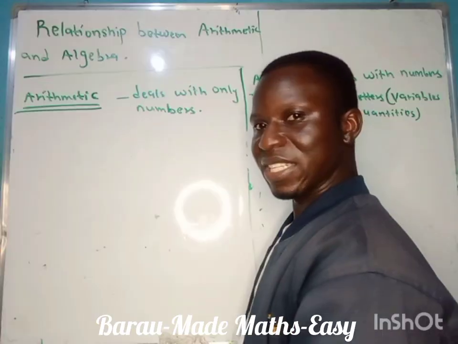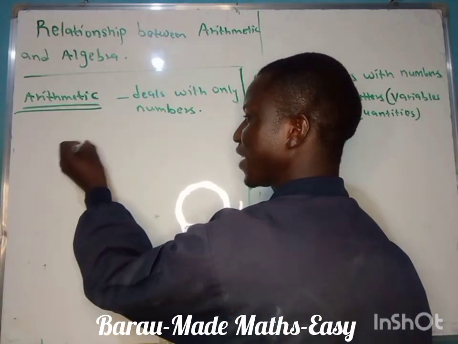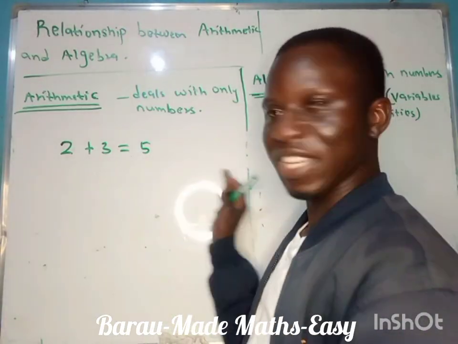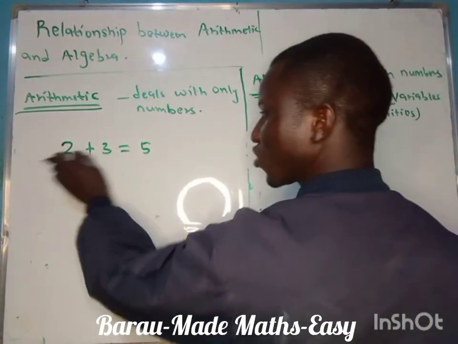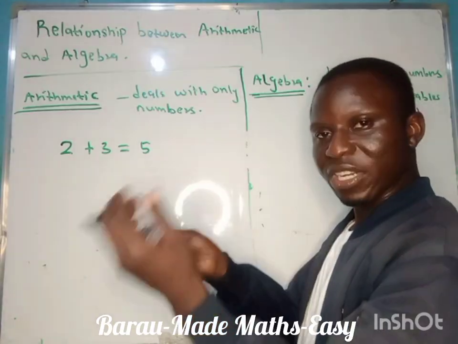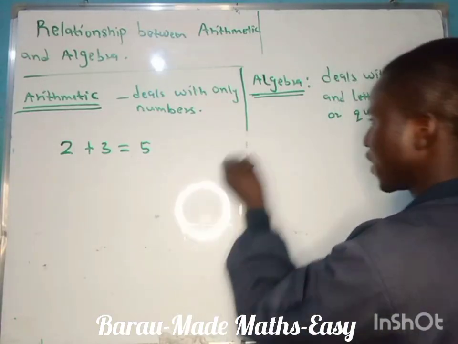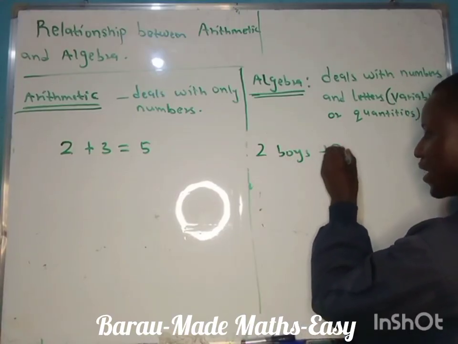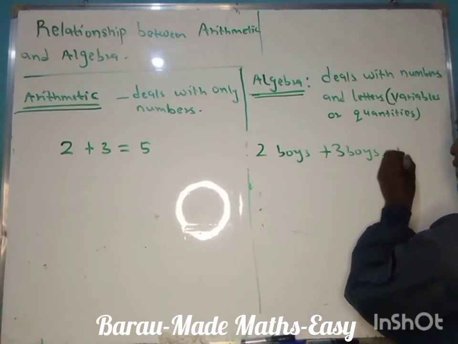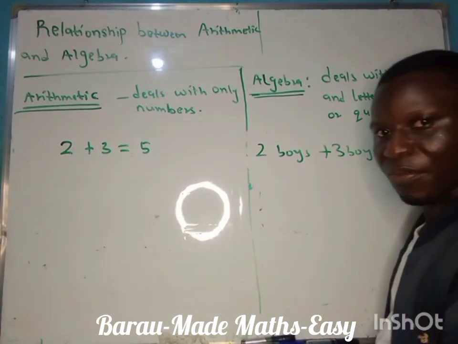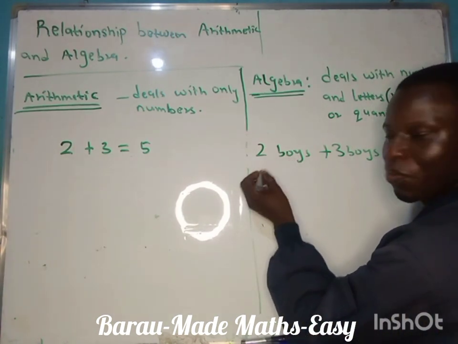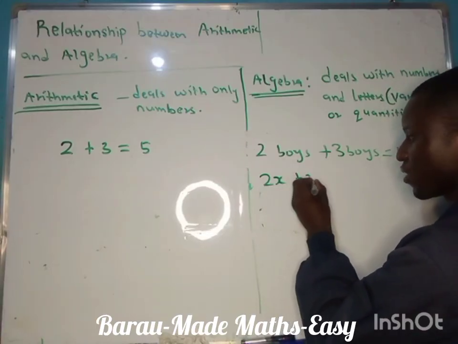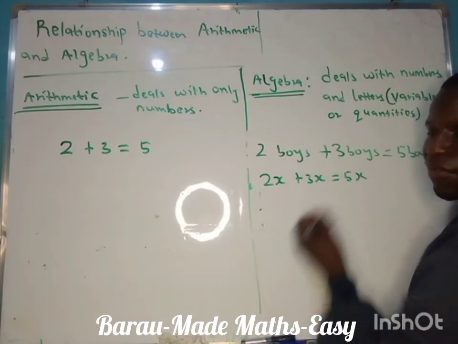Then how do we relate our operations using arithmetic with the operations using algebra? We learn under arithmetic that a quantity 2 can be added to another quantity 3 to have 5. How then do we relate this to algebra? Instead of picking only the numbers 2 and 3, in algebra we attach a quantity or a variable to it. That is to have something like 2 boys plus 3 boys to have 5 boys. And again, instead of using the word boys, we can replace the word boys with letter x to have 2x plus 3x equals 5x.